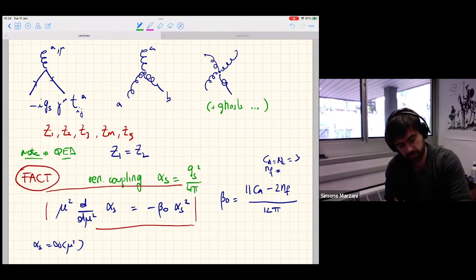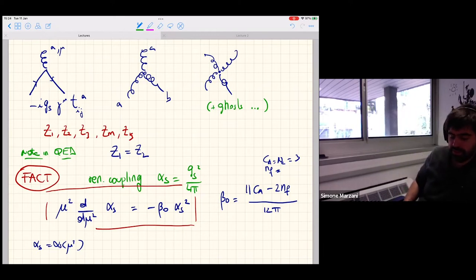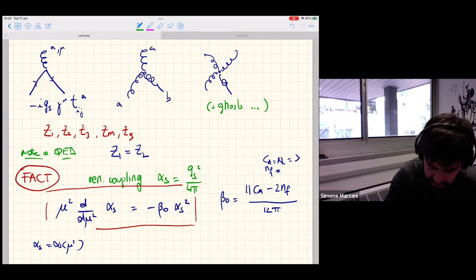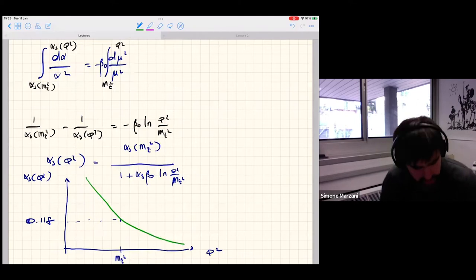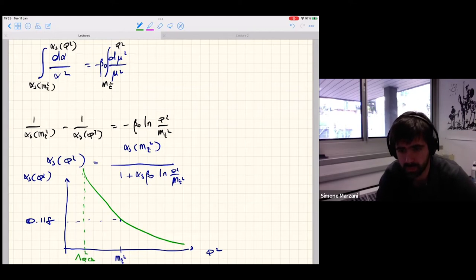NF is the number of massless fermions. It really depends on the scale, but let's say we have 4 or even 5 massless fermions. So 33 minus 10 is positive. Okay. So it's a decreasing function of the scale. There's a pole, and the pole is the zero of the denominator. We call it lambda.